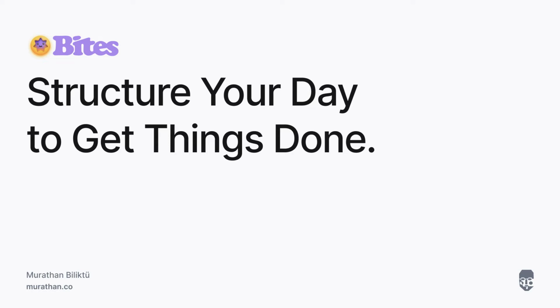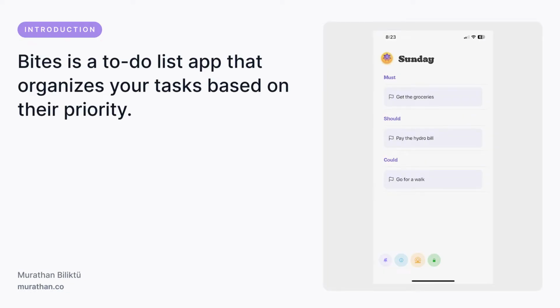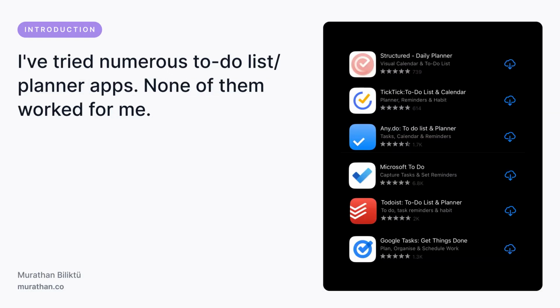Today I'm going to talk about the app that I created. It's called Bytes. Bytes is a to-do list app that organizes your tasks based on their priority. Of course, this is a manual process, so you have to be the one who decides which task is more important or not. I've tried numerous to-do lists and planner apps. None of them really worked for me.